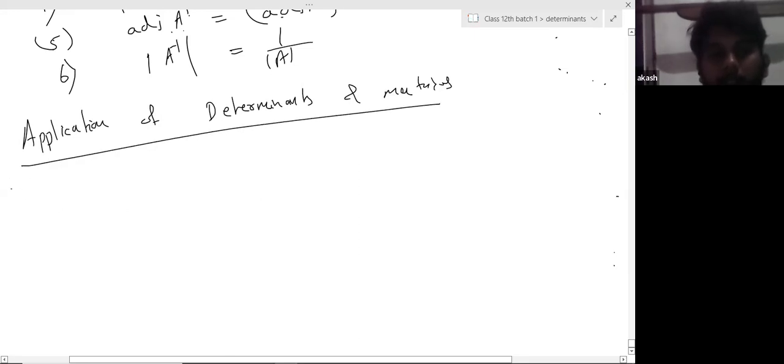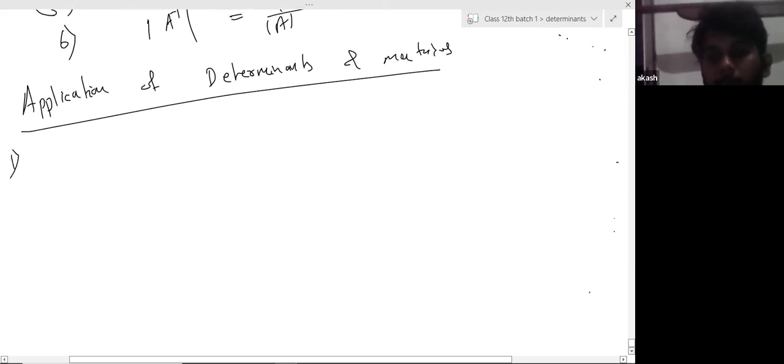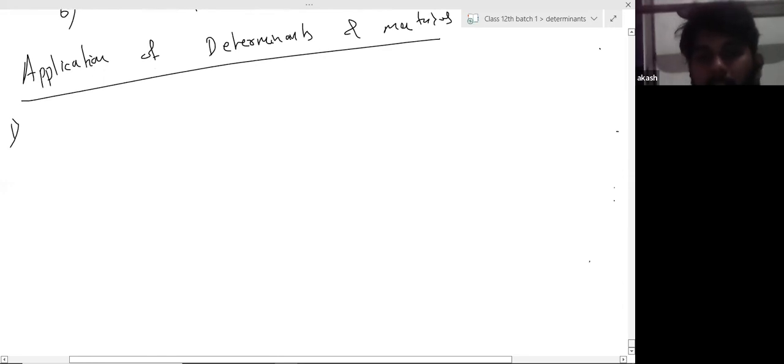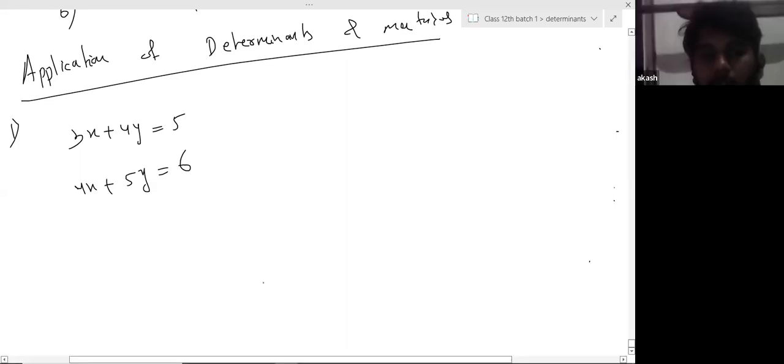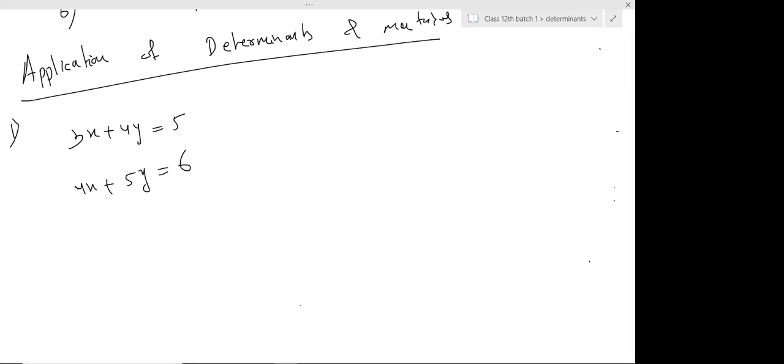All right. The first is, before that, let me ask you, does anyone know what is consistent systems? If I give you two equations, 3x plus 4y is equal to 5, 4x plus 5y is equal to 6, what does it mean to be consistent? Sir, having a solution. Having a solution. All right. And what does it mean to be inconsistent? Sir, no solution.